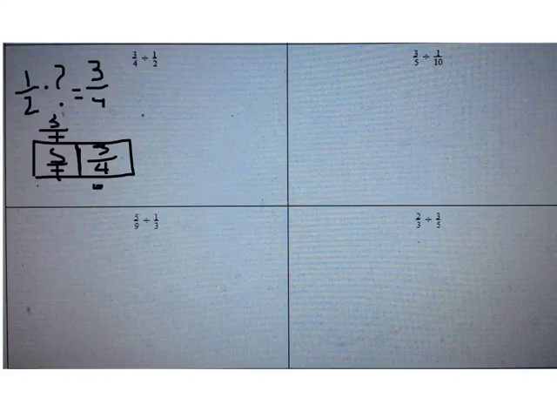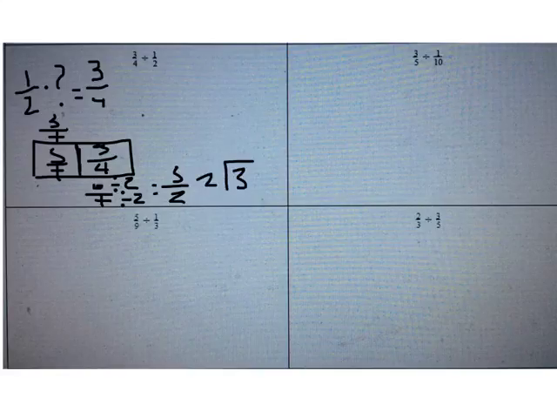That would be 6/4. That's not in simplest form. What goes into both 6 and 4? 2 goes into both. That would leave me with 3/2. Change 3/2 into a mixed number. When I change 3/2 into a mixed number, 2 goes into 3 one time. When I subtract, I have 1 left over. So my answer is 1 1/2.